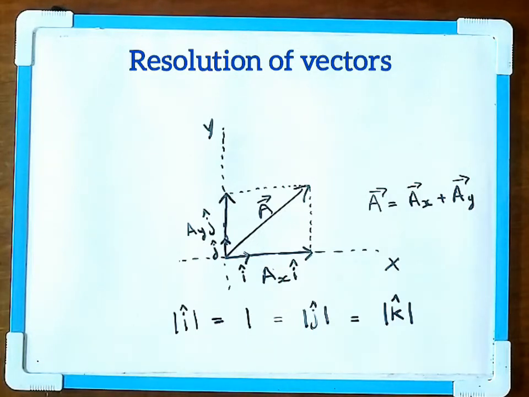Remember that the unit vector along the x-axis is represented by I cap and the magnitude is equal to 1. The unit vector along the y-axis is represented by J cap and the magnitude is equal to 1. And the unit vector along the z-axis is represented by K cap and the magnitude is equal to 1. So remember I cap, J cap and K cap. These are unit vectors along the x-axis, y-axis and z-axis respectively.